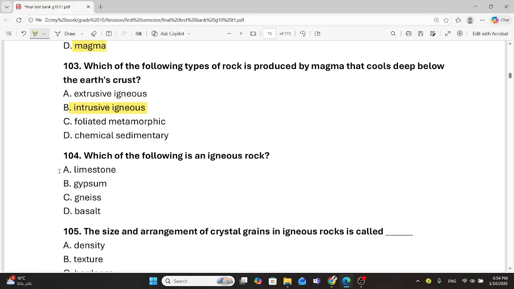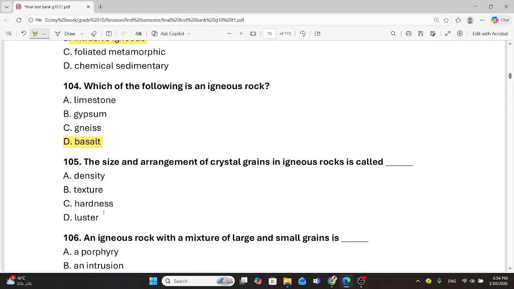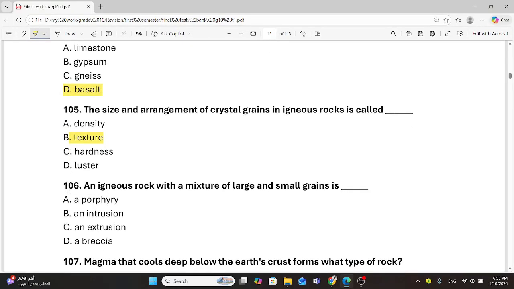limestone or gypsum or gneiss or basalt? Basalt. The size and arrangement of crystal grains in igneous rock is called density, texture, hardness, or luster? It will be texture, so B. An igneous rock with a mixture of large and small grains is a porphyry.